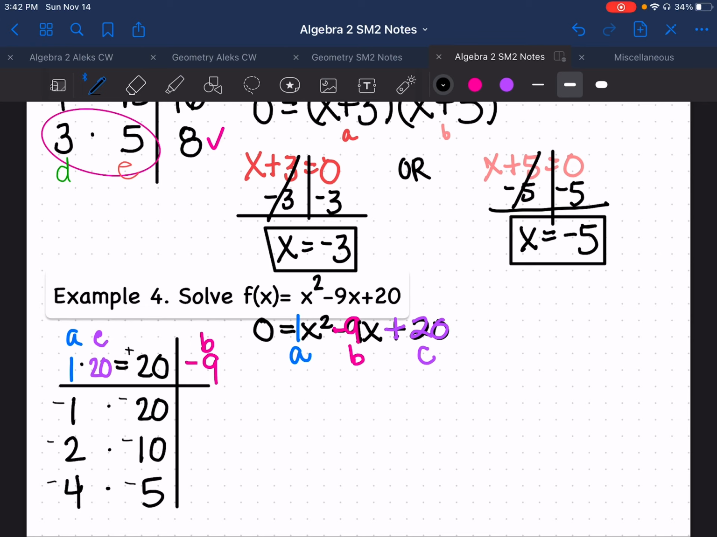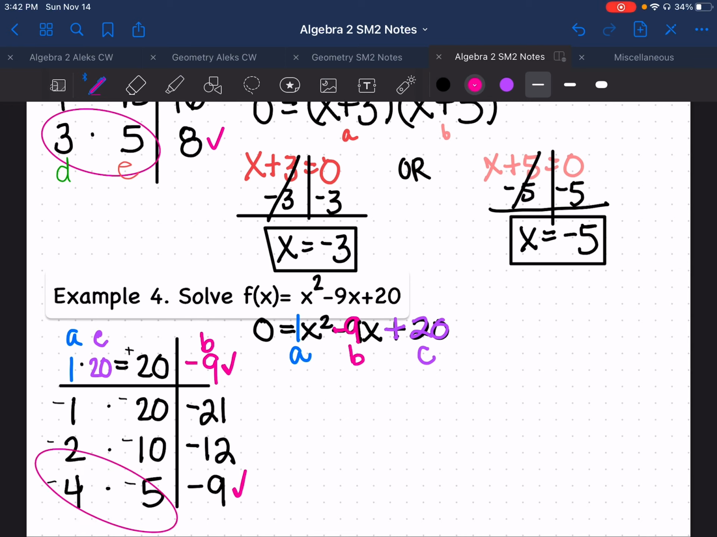Now let's go ahead and add them. -1 plus -20 is -21. -2 plus -10 is -12, and -4 plus -5 is -9. I need to find -9. There it is all the way at the bottom.